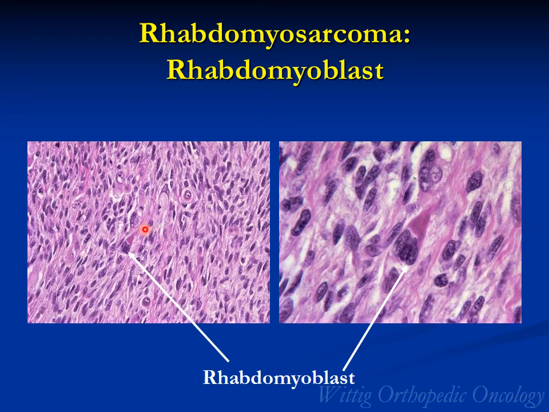Here are very characteristic examples of the rhabdomyoblast. Here and here, a tadpole configuration with the cross striations within the cytoplasm. This almost looks like a trinucleated cell over here. This is a low power and high power view. And again, other spindle cells or small round blue cells adjacent to these areas. Okay, very important to identify these cells for definitive diagnosis.